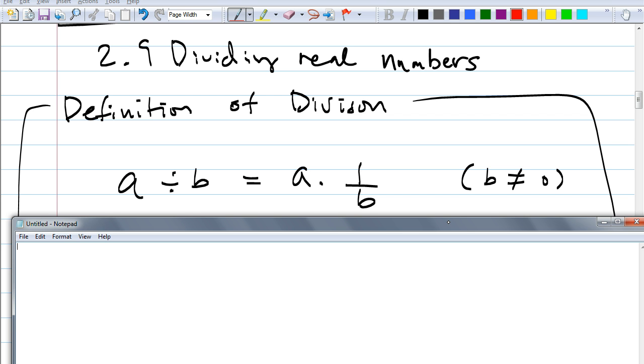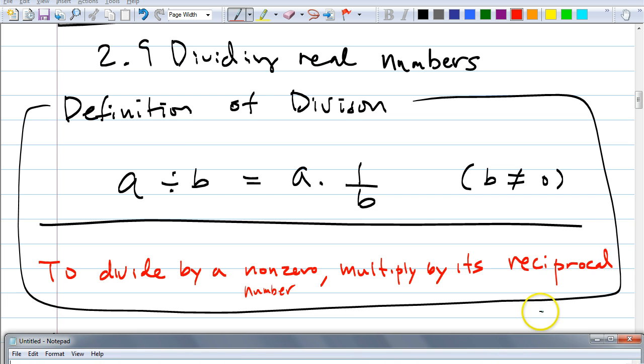Does that make sense? And I was careful. I said B can't be 0 here, right? Because if B was 0, it would be undefined. In words, you could say this: to divide by a non-zero number, you're multiplying by its reciprocal. So we have to be careful. We can't divide by 0, right? All right, Claire? Okay, so go ahead and write it down. I'll wait.